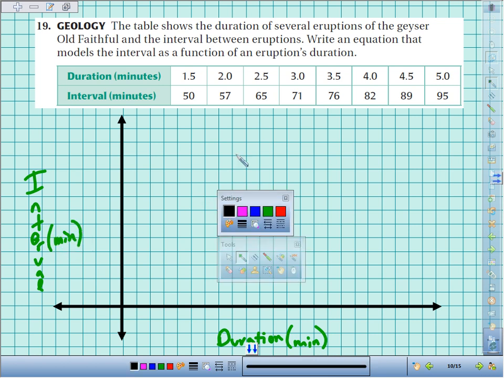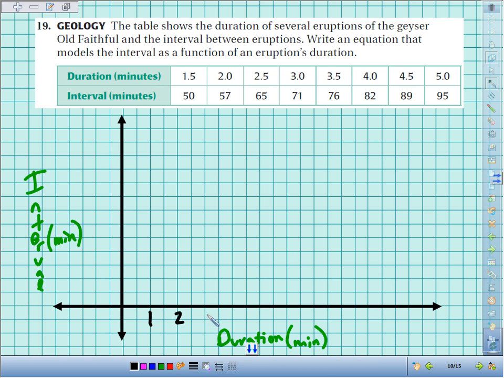So looking at our duration, they go from 1.5 to 5 minutes. Going by ones, I'll have plenty of space, and if I go by halves, I can be a little more accurate. The smaller the scale, the more accurate you are going to be. 1 minute, 2 minutes, 3 minutes, 4, and 5. So I went by half minutes there.